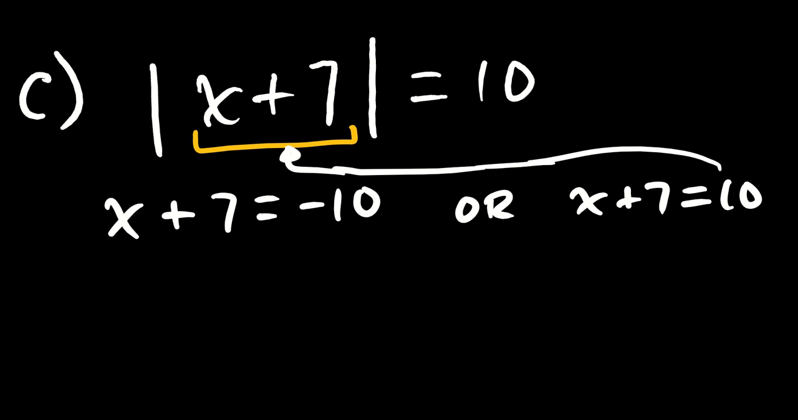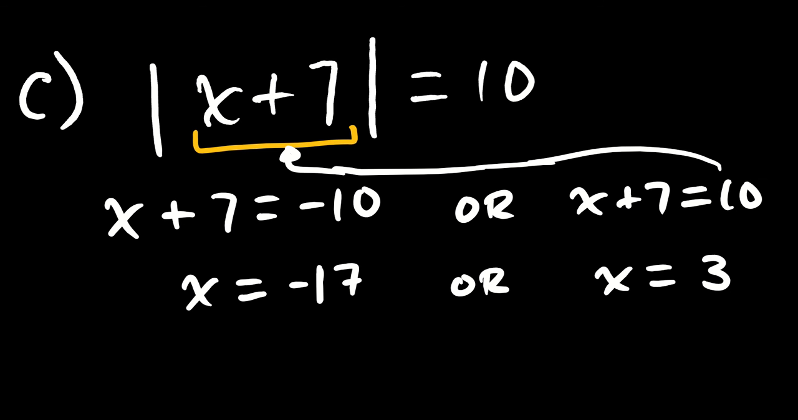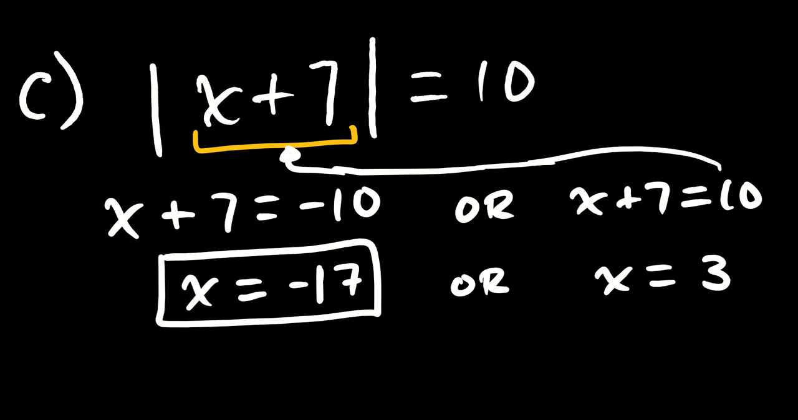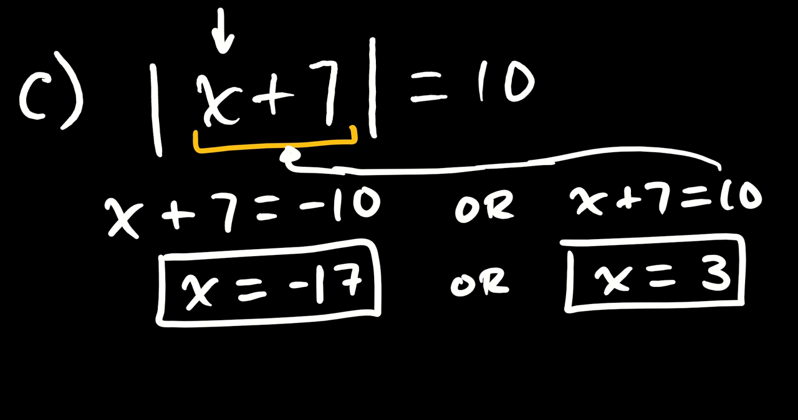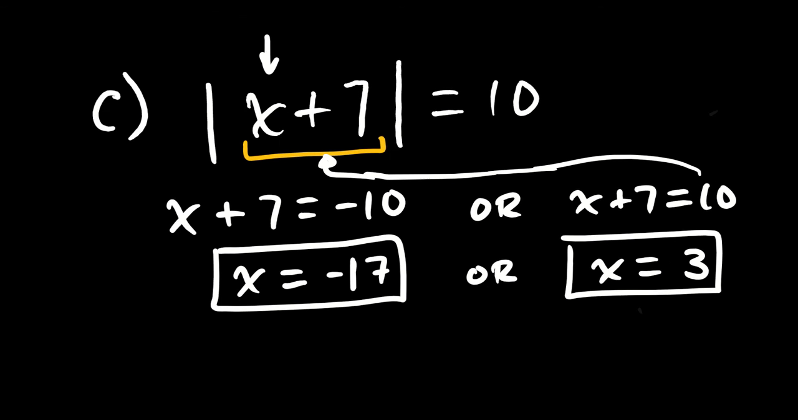Okay, so now let's solve each of these independently. I'm just going to use the subtraction property of equality. On this side, if I subtract 7 from both sides, I get negative 17. And over here on the other one, if I subtract 7 from both sides, I'm going to get x is the number 3. So there are two values of x that work, right? If I plug in negative 17, then this becomes negative 10. Absolute value of it is 10. In the case that I plug in 3, this becomes positive 10. The absolute value of that is 10. So our two solutions are negative 17 and 3.